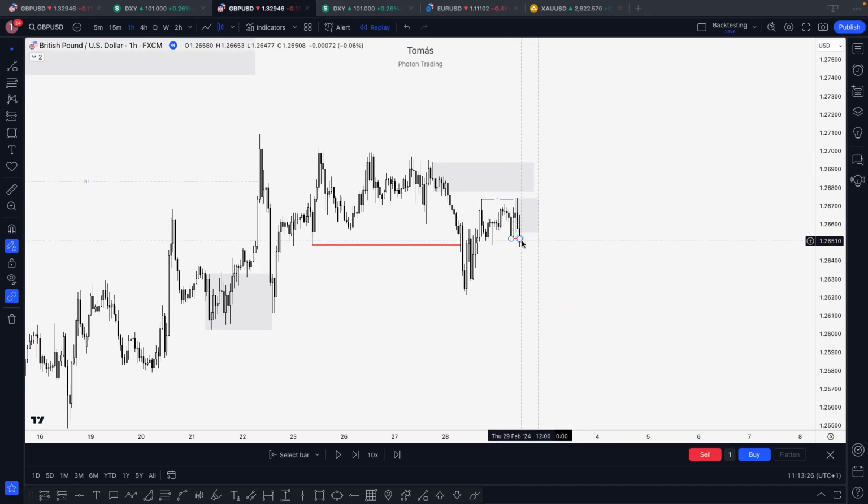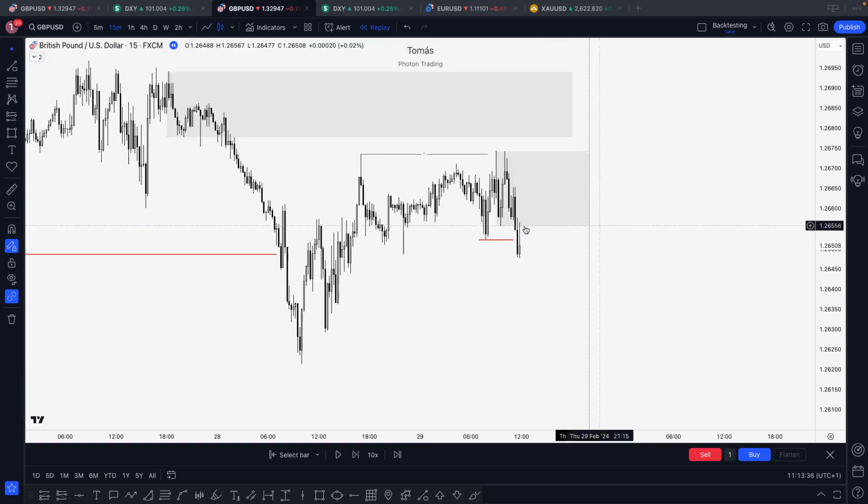So it's definitely an area that I want to get involved, especially knowing that this low right here is weak. Okay, it failed to take out the high. So looking for sells and only sells. Let's see what happens.